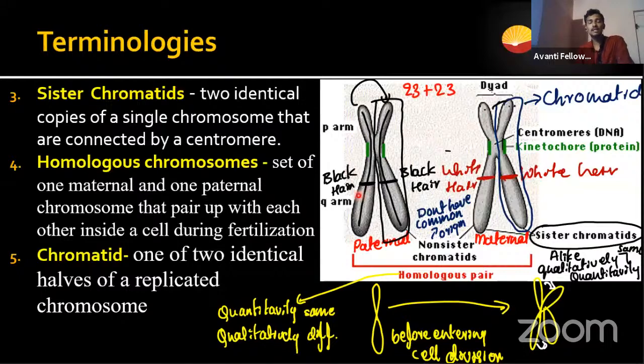One may code for some character, while the same chromosome from the maternal side may code for some other variation of the character. Because these two don't have a common origin, we call them non-sister chromatids, because they are not alike, they are different. But when you compare both chromosomes, they have similar size. Similar means homo, right? That's why we call it a homologous pair. This homologous pair is similar in quantity but not in quality.